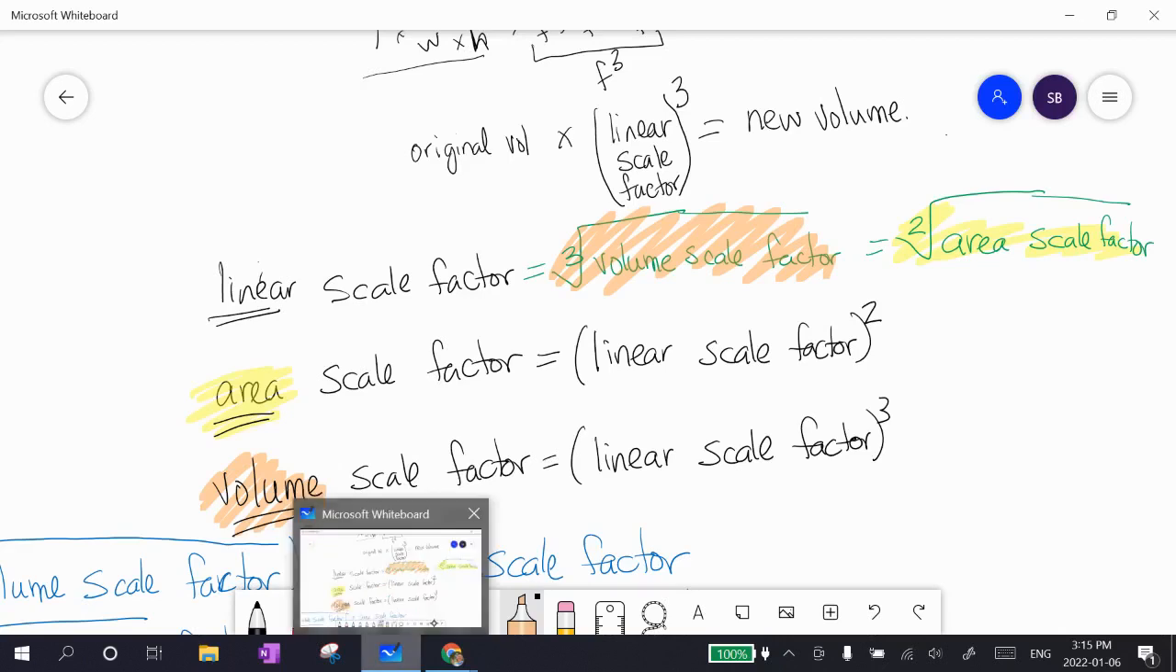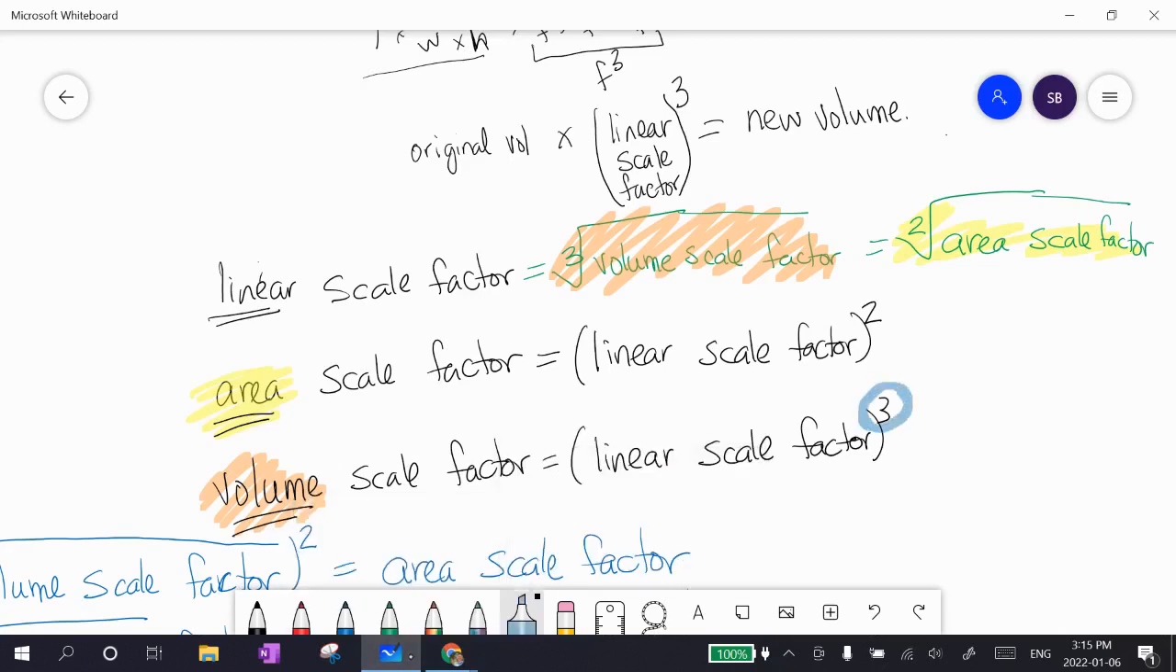So when I look at this, it's connected to this one. When I look at this one, it's connected to this one. Square and square root, cube and cube root.